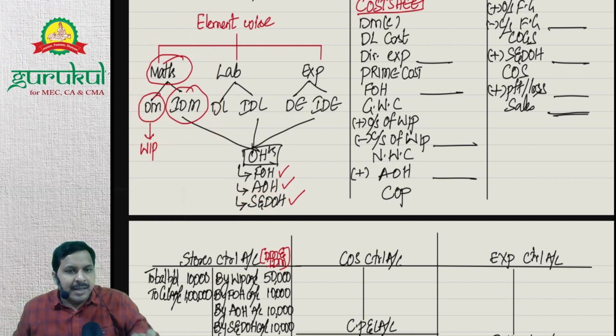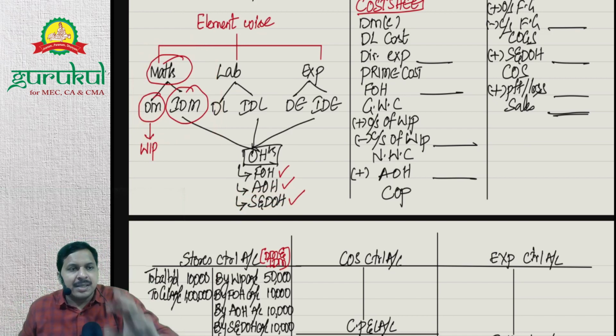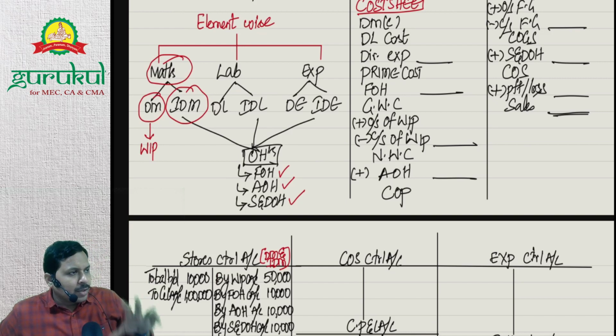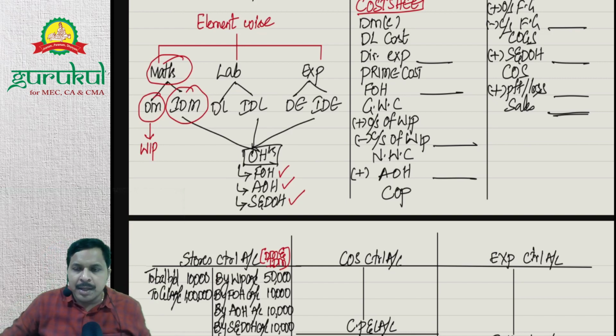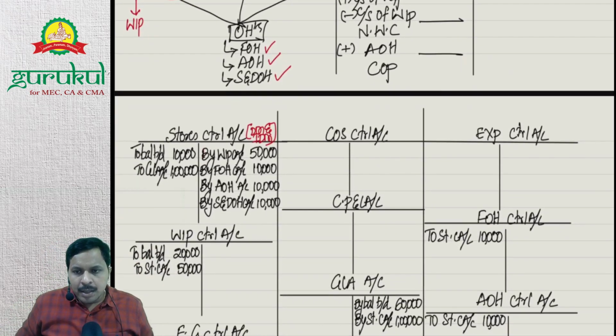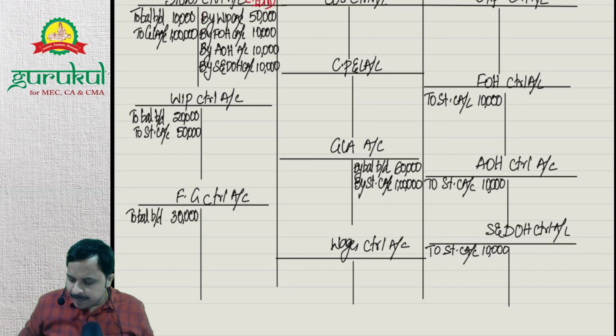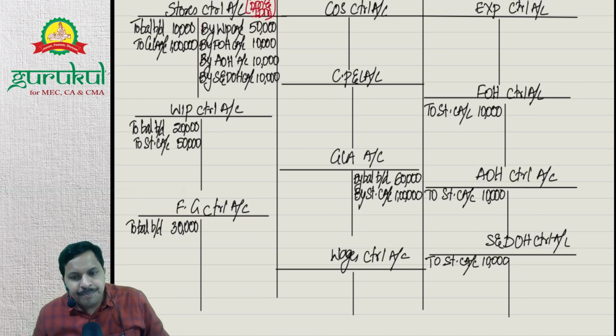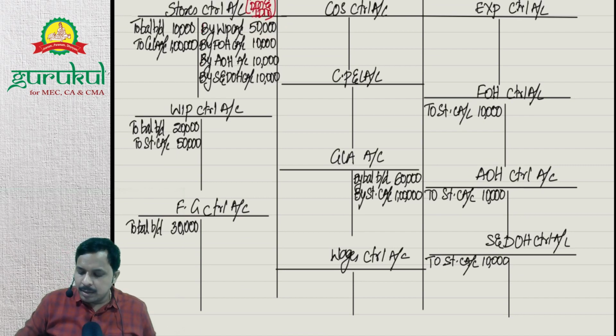If you understood the materials part, the same replication is labor and expense. If you understood materials, same will be what? Labor and expense. Let us see that. Now, labor means for that purpose we have opened an account called what? Wages control account. Now, before that, tell me, in wages control account, we are having direct wages or indirect wages?